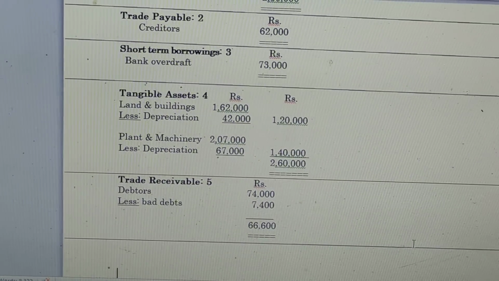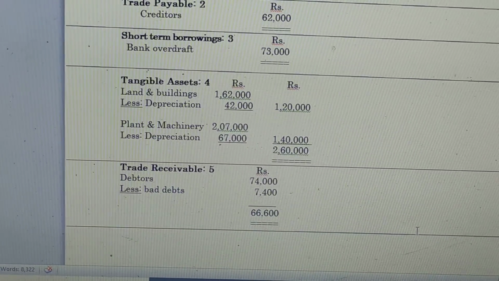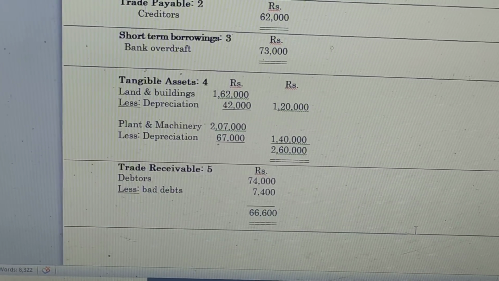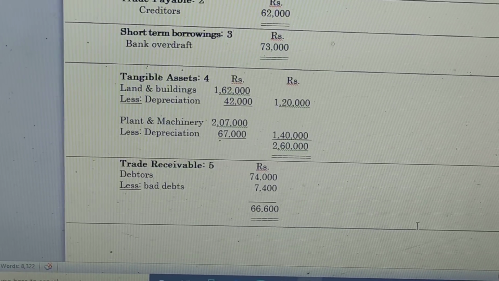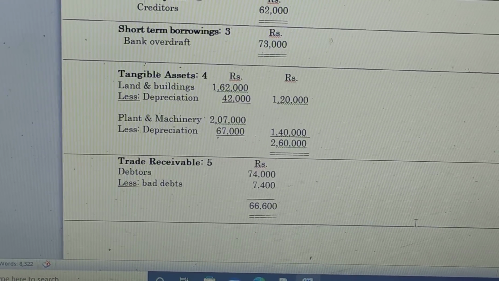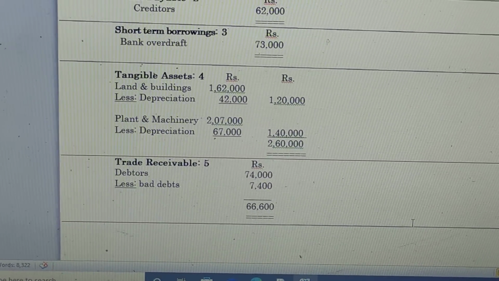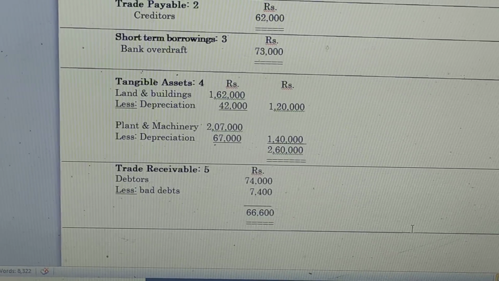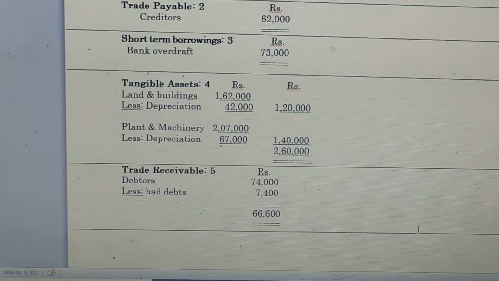And note number 4 is tangible assets. Under the tangible assets, we have to mention land and building. The value is 1,62,000 less depreciation value. The amount is rupees 42,000. We have to deduct that amount from the 1,62,000. So 1,62,000 minus 42,000, we get the left value of land and building as 1,20,000.